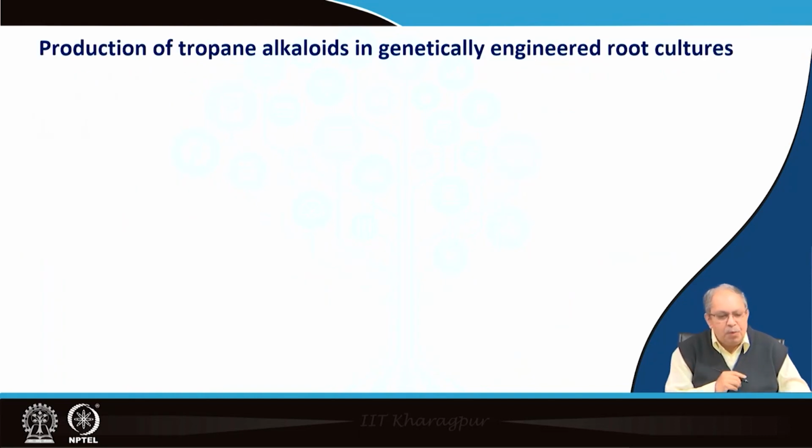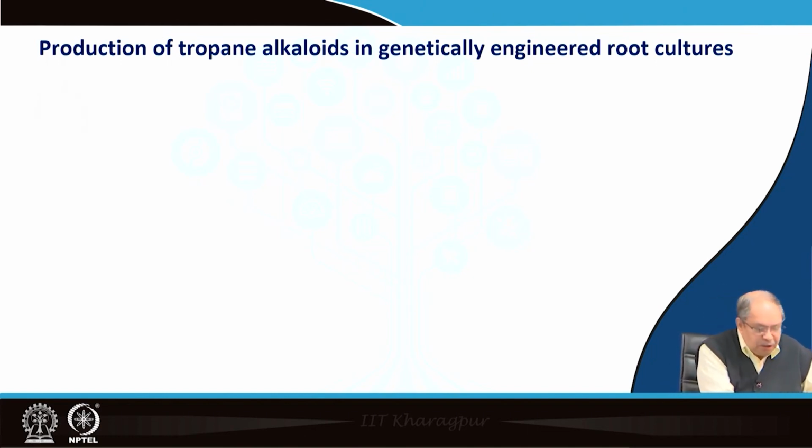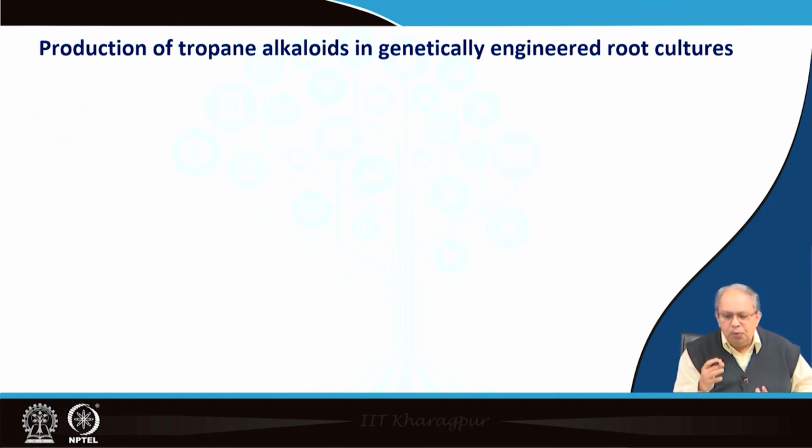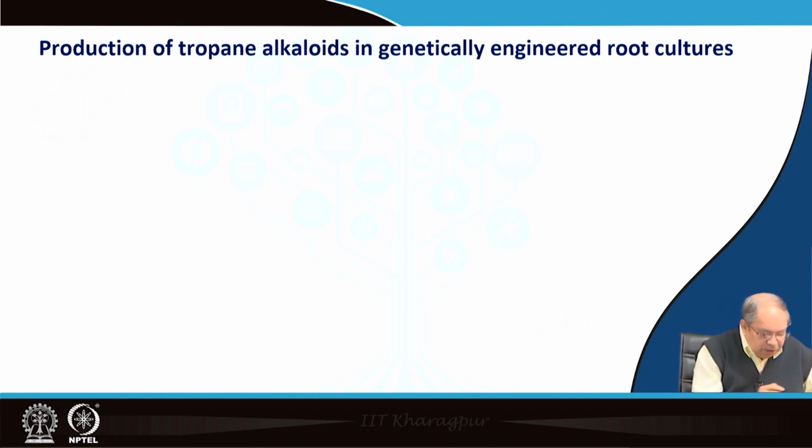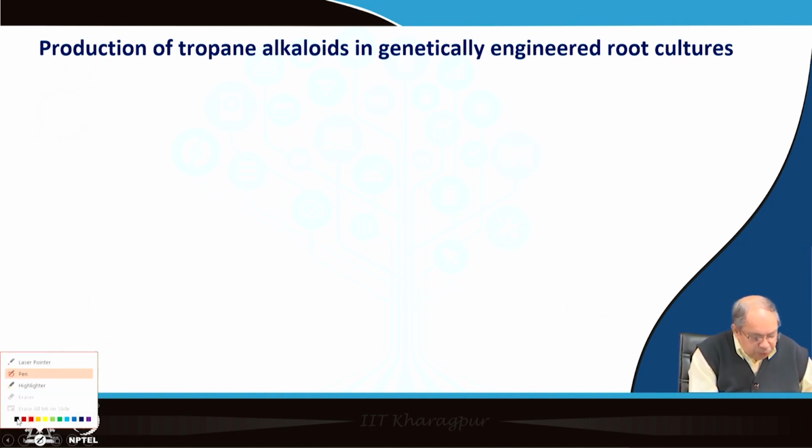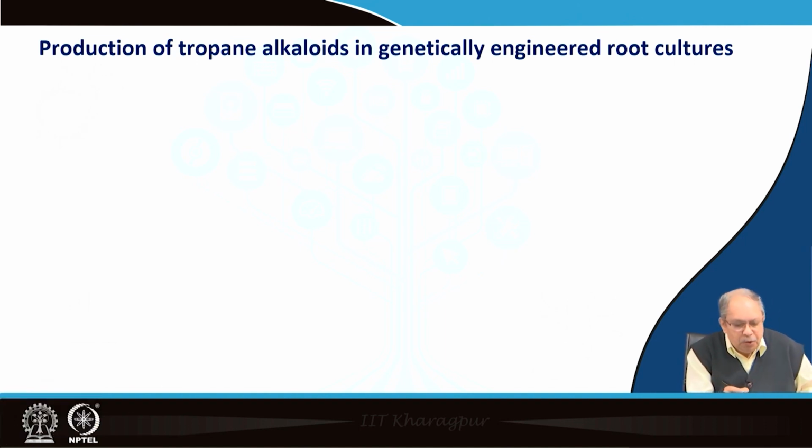So, now we will talk about the production of tropane alkaloid in genetically engineered root cultures. Fine, the Atropa belladonna plant is producing, but what about producing this tropane alkaloid in root cultures? The advantage of root culture is that you can grow the root culture all around the year, and therefore it is always better to have the root culture, and if you use hairy root, it is always better.